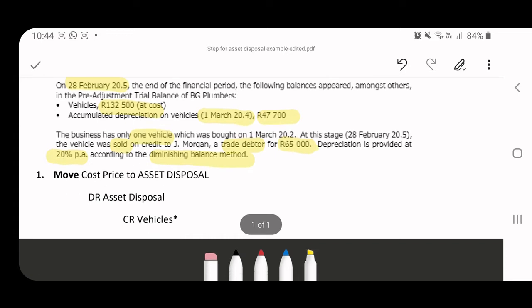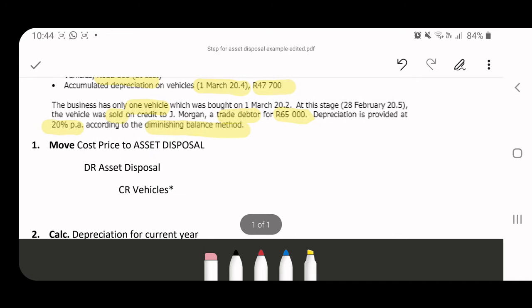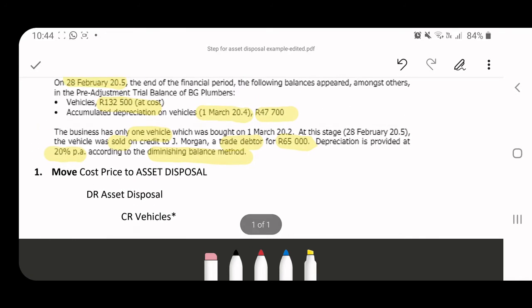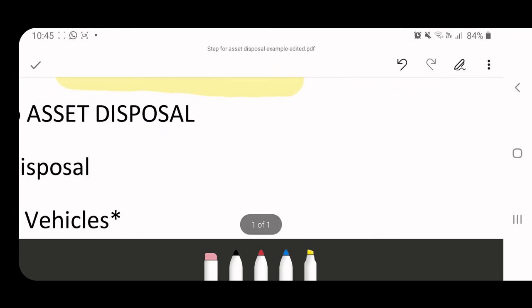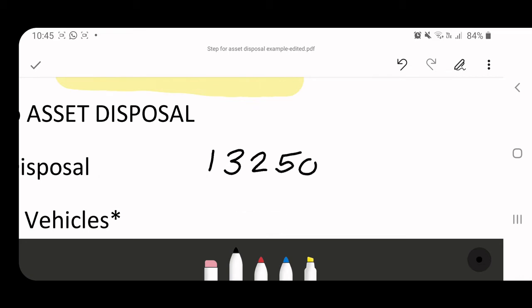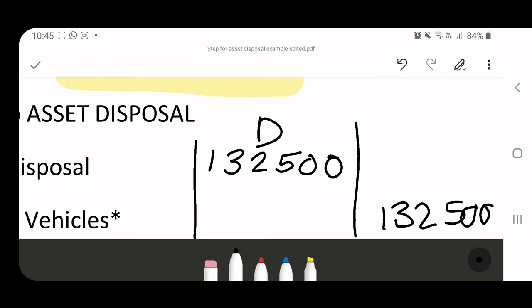Step number one tells you to move the cost price to asset disposal. They told you what the cost price is, and we know that there's only one vehicle in this company. So the whole $132,500 goes to asset disposal. Remember, there would be columns here, so it would be a debit and credit.